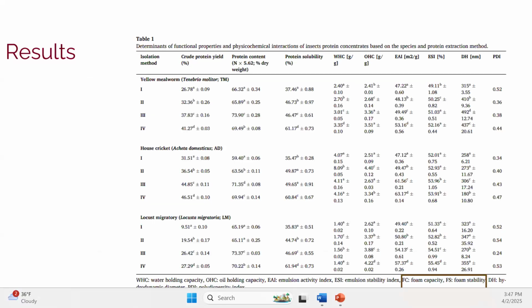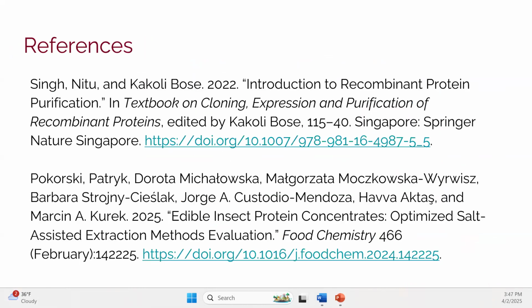I'll show you the results. In the results table, they have the abbreviations for foam capacity and foam stability, but no data. I just found out this morning. That's something you could probably contact them about, right? Yeah, but it's published already. So pretty fatal, and interesting.